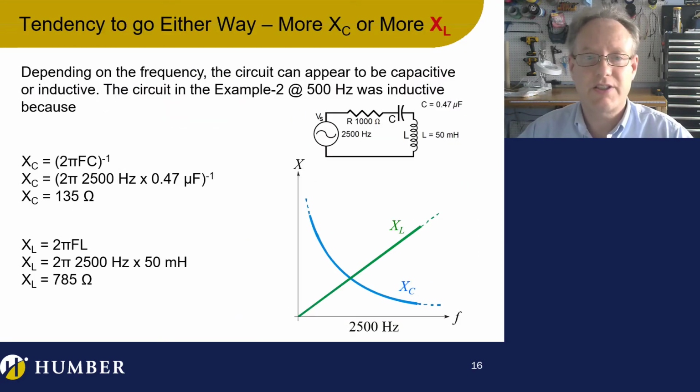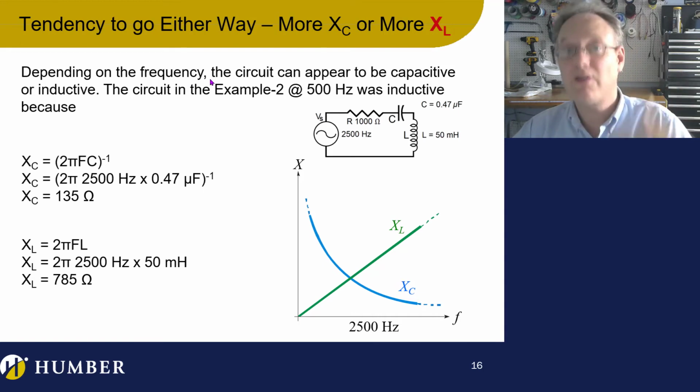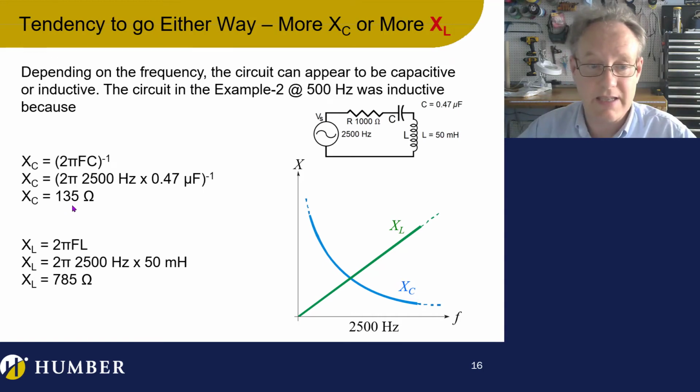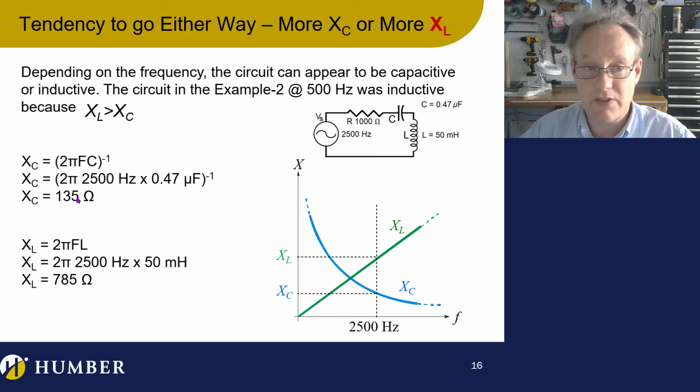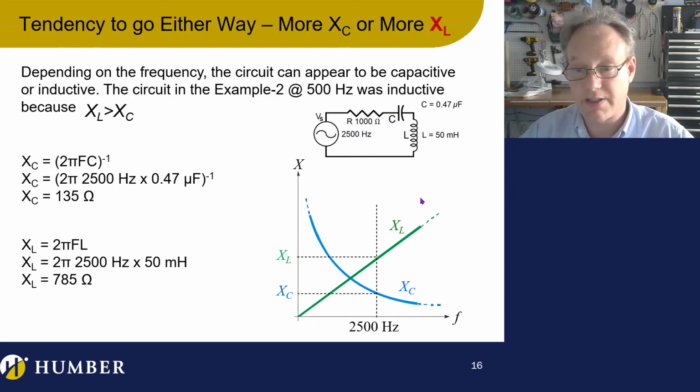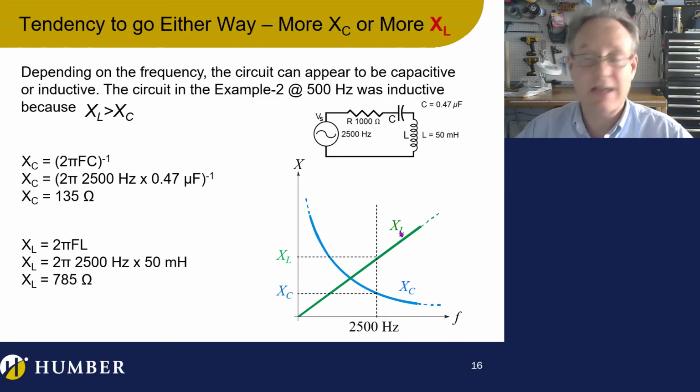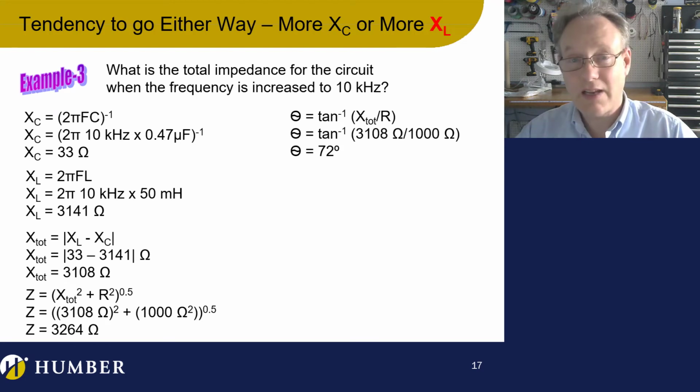So moving on, let's just take a look at this. What's going on here is that I've got my XC here, and my XL is here, and depending on the frequency, the circuit can appear either inductive or capacitive. So in this case, I'm dealing with an inductive circuit because my XL is greater than my XC. And looking at this graph over here, I can see that at 2500 hertz, my XL is much higher. So this is an XL circuit. Good. So let's take a look at another example.